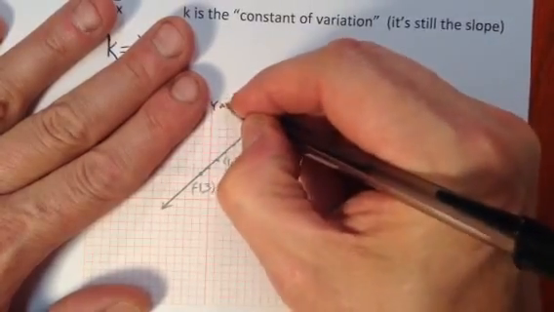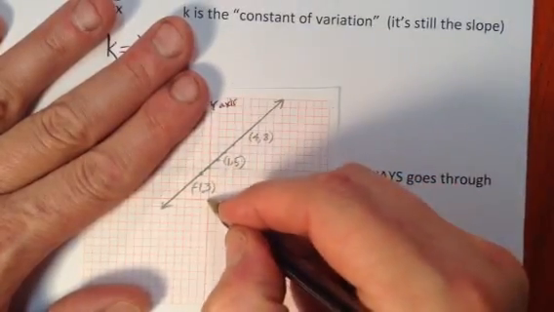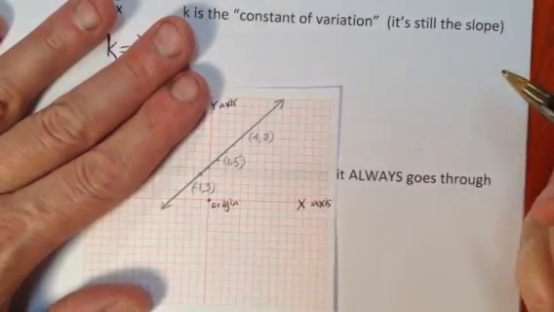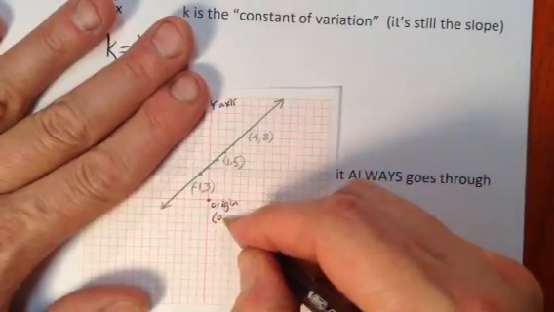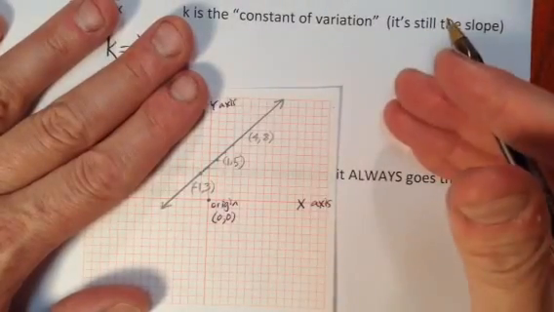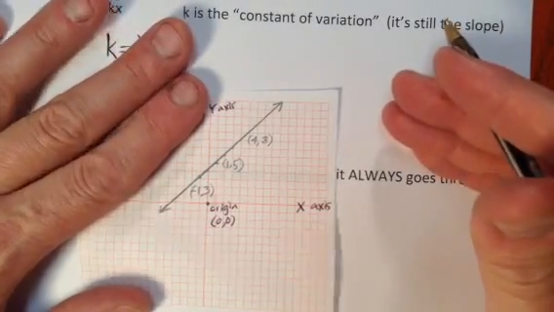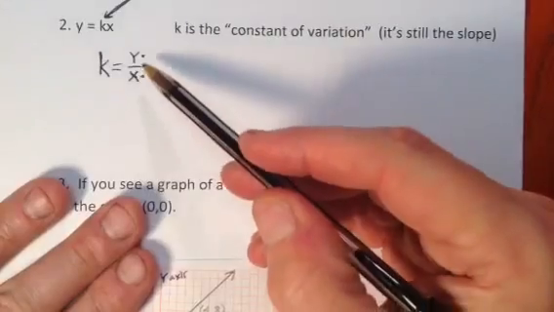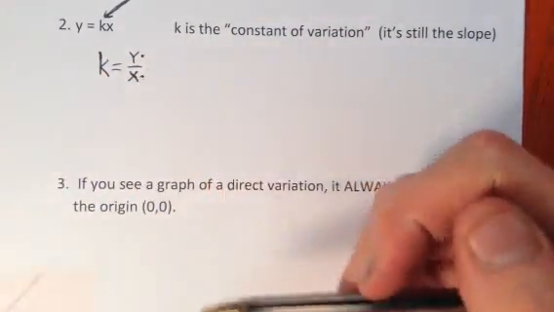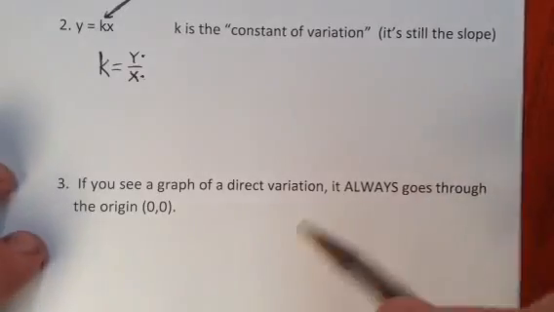Here's my y-axis. If you notice the origin right here, this line does not go through the origin (0, 0). So if a line doesn't go through the origin, it's not a direct variation. Okay? And if it's not a direct variation, you can't find the constant of variation. You only have a constant of variation if you have a direct variation.